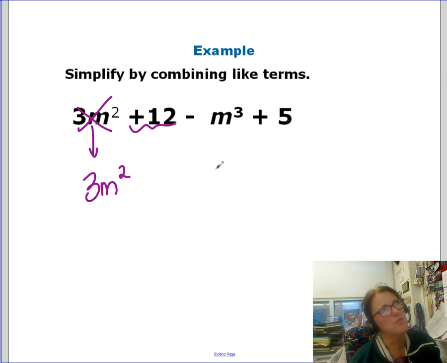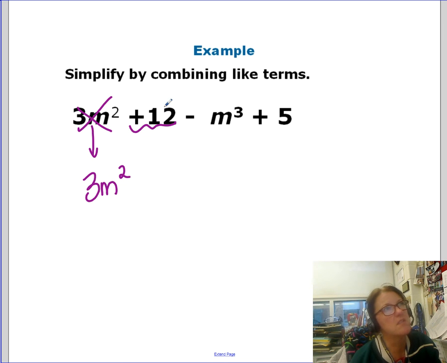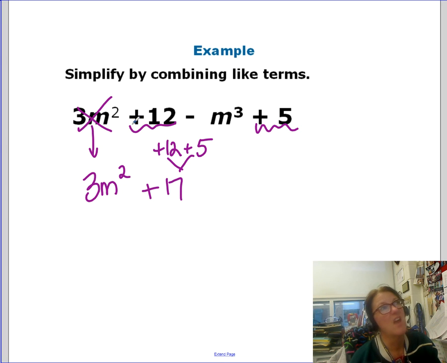I have a 12. That's just a number, a constant. Do you see any other constants downstream here? Yes, I do. I want you to think of rewriting the order using commutative property and say, hey, I can combine those guys into one term. 17. All right, so now I've gotten rid of that guy and that guy.